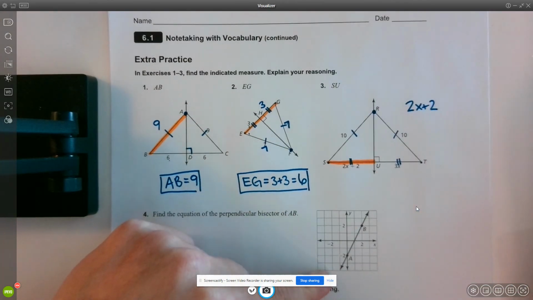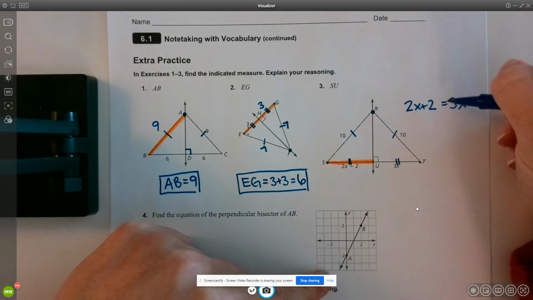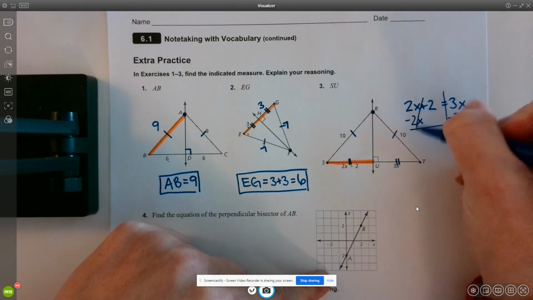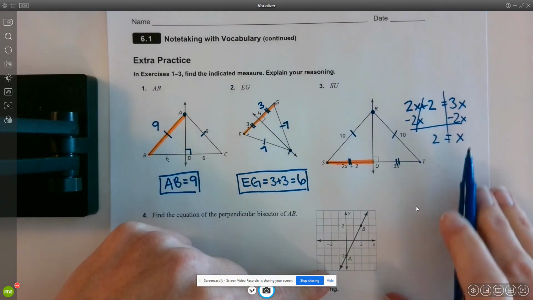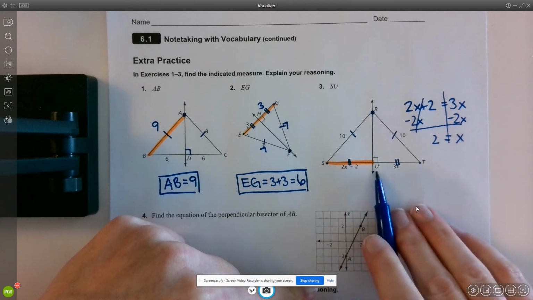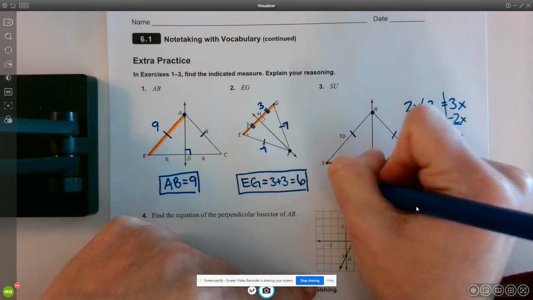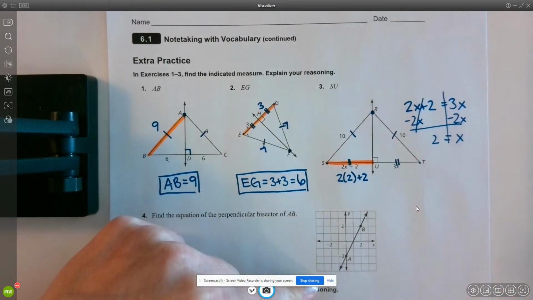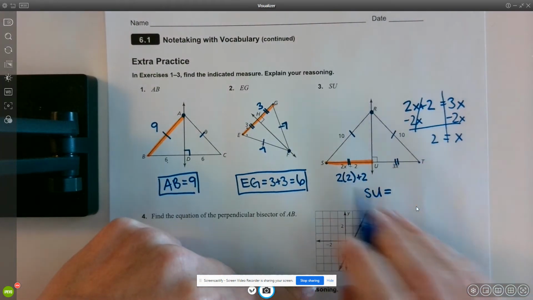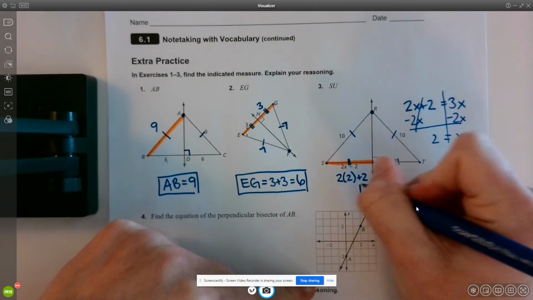2x plus 2 must be equal to 3x. We're going to go ahead and solve for x. I'm going to subtract 2 on both sides of my equation. And I get that x is equal to 2. Now I'm not done. Remember, I need to find the length of SU. So now that I have x is equal to 2, I can plug 2 in for x to calculate that length. So the length of line segment SU is equal to 2 times 2 is 4, plus 2 more is 6.